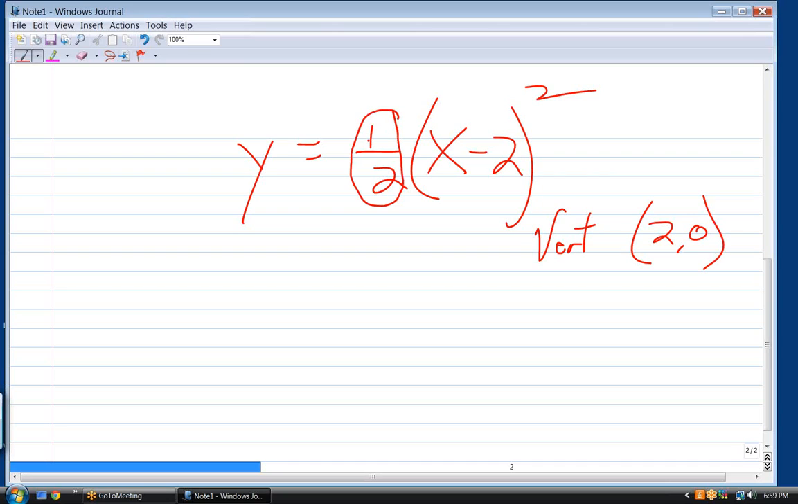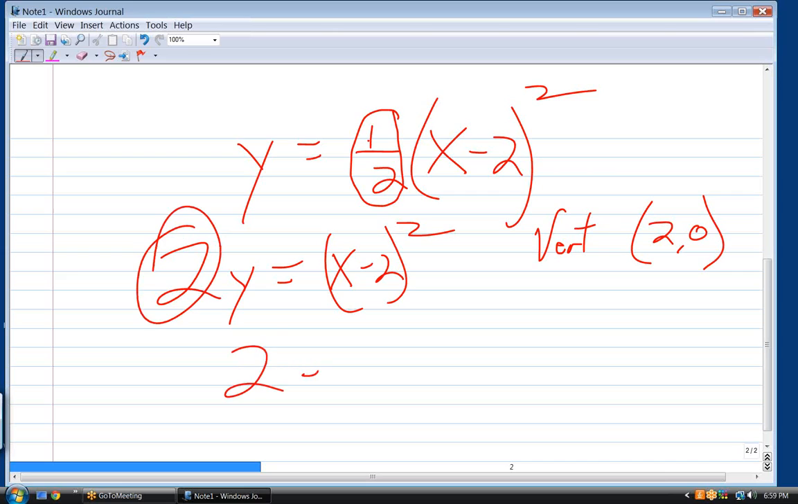Remember, we're not in the vertex format. In the vertex format, this would be a. But if we want to put it in conic section parabola format, I have to do this. And now I have to equate 2 to 4p. So p would be 1/2. Okay? Now, this is for a vertical parabola, this general form.